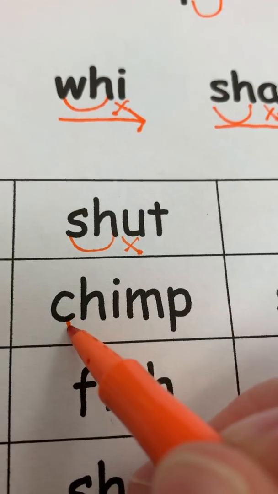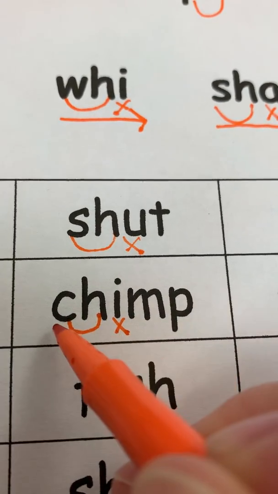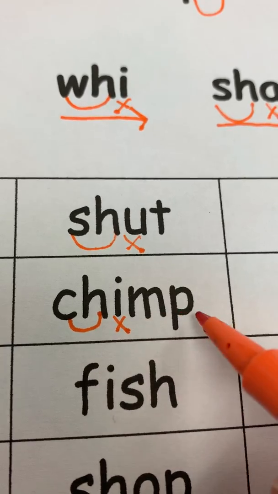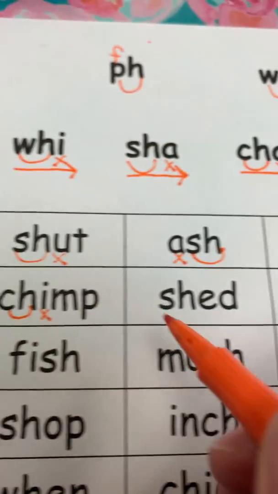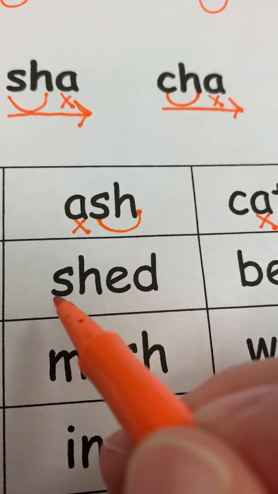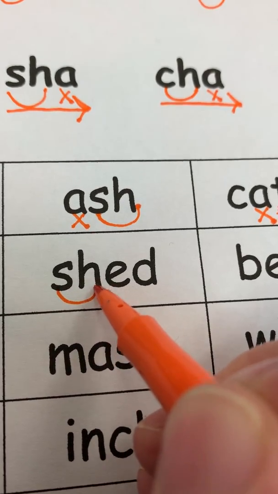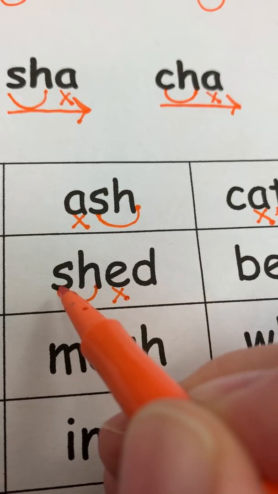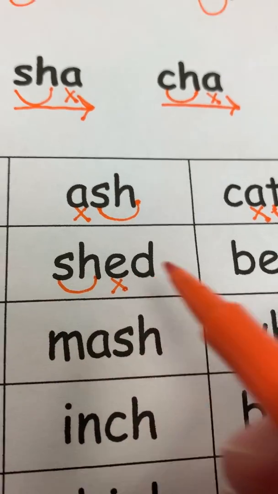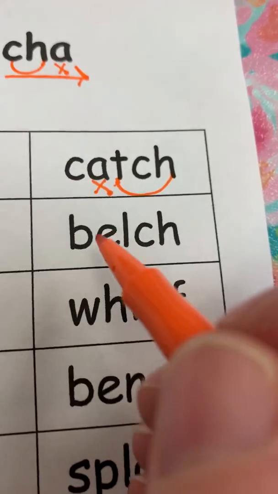This word starts with a CH, ch, I, chimp, chimp. Chimp is a monkey. Next word, SH, sh, shed, shed. We put our tools in the shed.